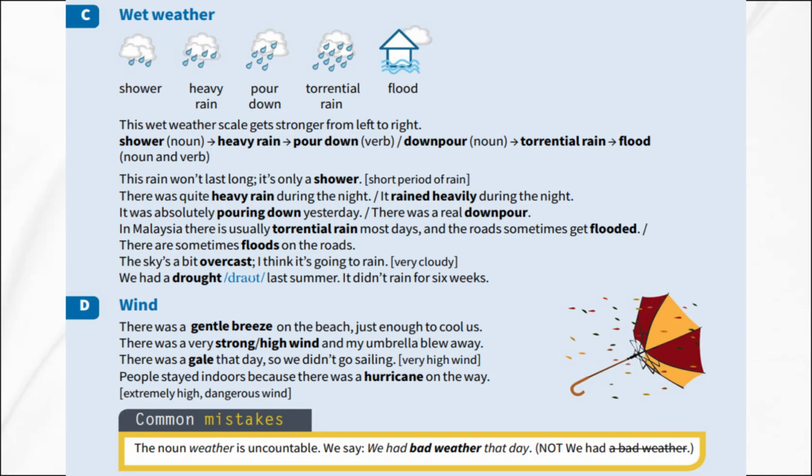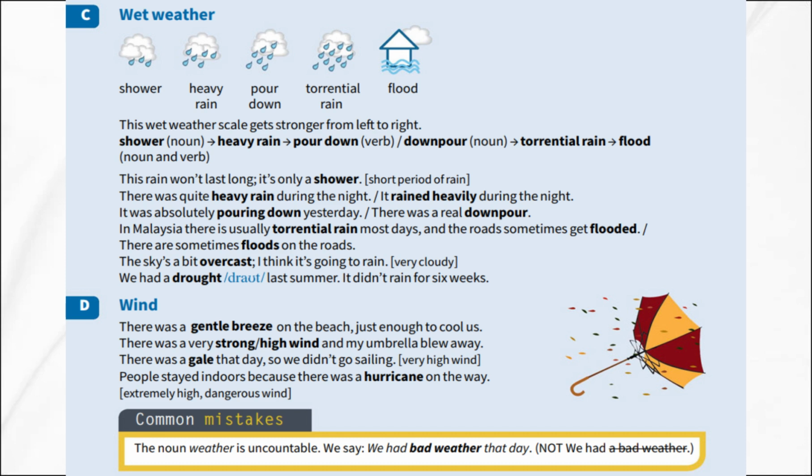Wet weather. Now, let us talk about rain. We have a whole scale of words to describe wet weather, from light to extreme. It goes like this: a shower, then heavy rain, then pour down as a verb, or a downpour as a noun, then torrential rain, and finally a flood.